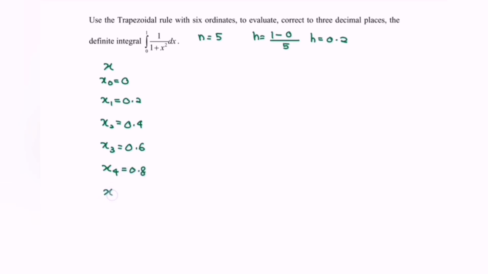Step number 2 is to find the h, where we have 1 minus 0 from the limit over the 5. So h will be equal to 0.2. Kindly construct the table. So here we have x0 equal to 0, followed by x1 where we have 0.2. x2 we have 0.4. x3 we have 0.6. x4 we have 0.8. And finally x5 we have 1. So here we have 6 ordinates and 5 subintervals or strips.